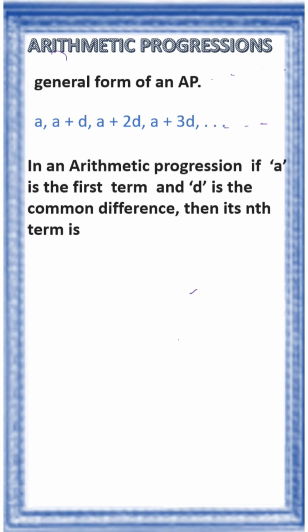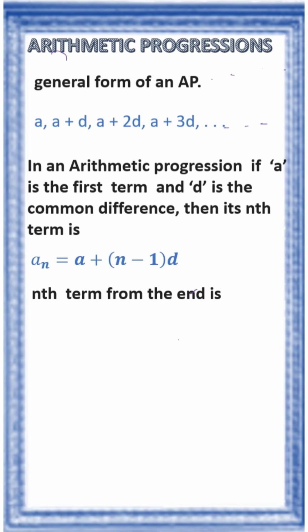Now the general form of the arithmetic progression is a, a plus d, a plus 2d, a plus 3d, and so on, where a is the first term and d is the common difference. In an arithmetic progression, if a is the first term and d is the common difference, then its nth term is an is equal to a plus n minus 1 into d. Now the nth term from the end is an is equal to l minus n minus 1 into d.